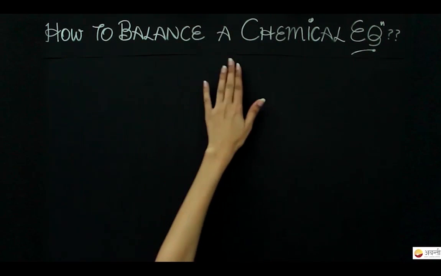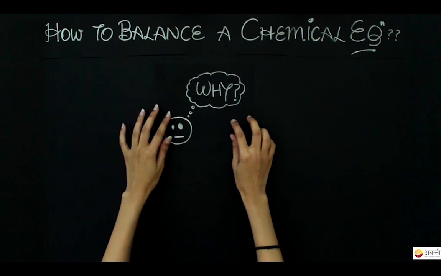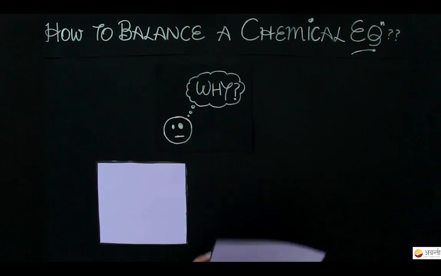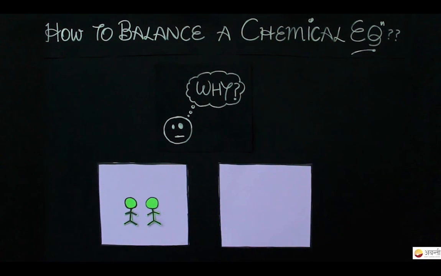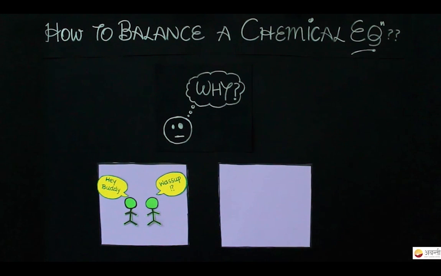So today we're going to see how to balance a chemical equation. But the first question is, why do chemical reactions happen at all? To answer this, consider two simple scenarios. If you and your friend are sitting together in a room, you both are not going to keep quiet. You will start talking to each other and hence will interact with each other.